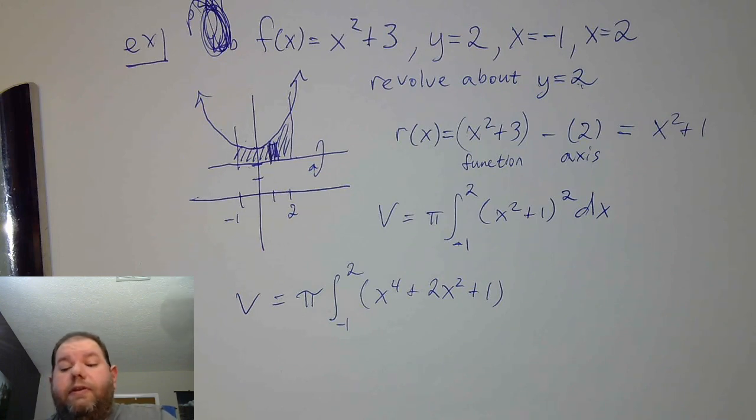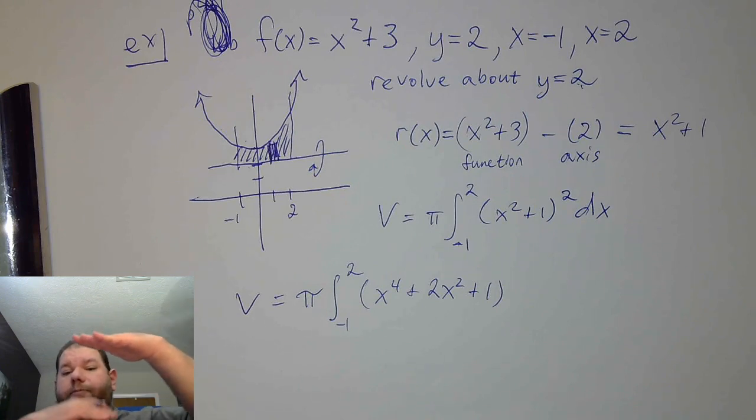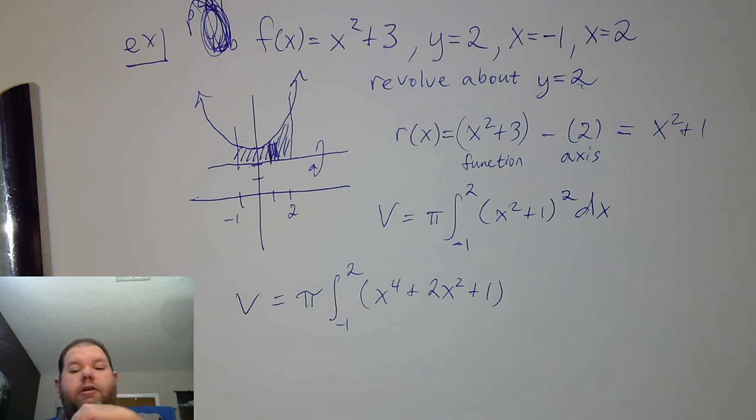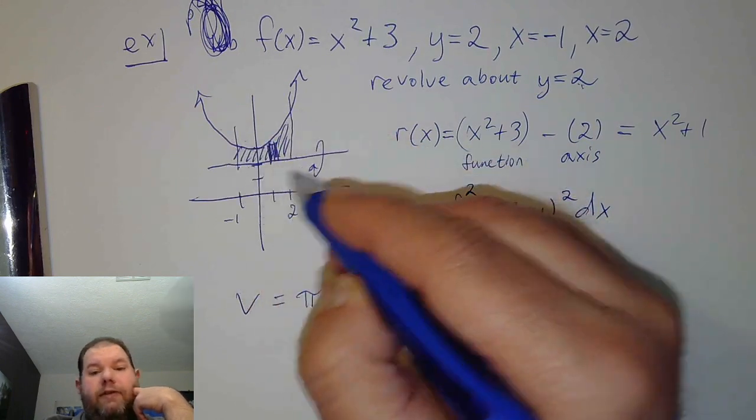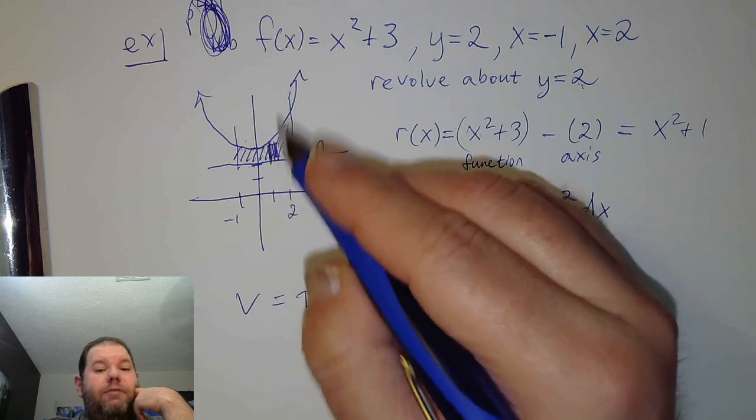Yes, for the disk method, we're just taking the function minus the axis. Technically speaking, if their positions were switched, like if the axis was above the function, we would take axis minus function. It's the same principle that we looked at in the area between two curves, that we always take the top thing minus the bottom thing, and that's really what it boils down to. In this case, the function is the top boundary and the axis is the bottom boundary, so that's the order that we subtract them in.